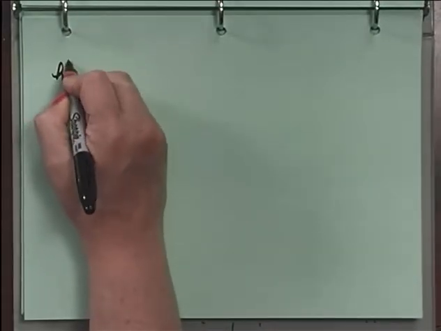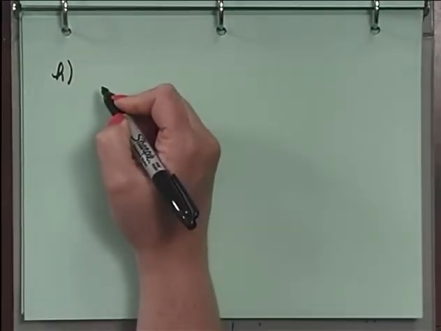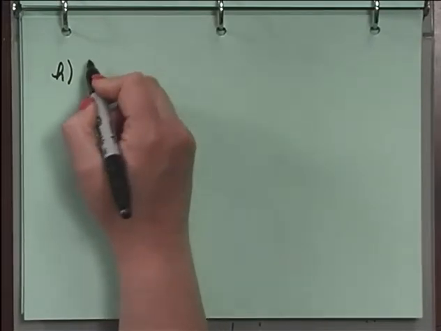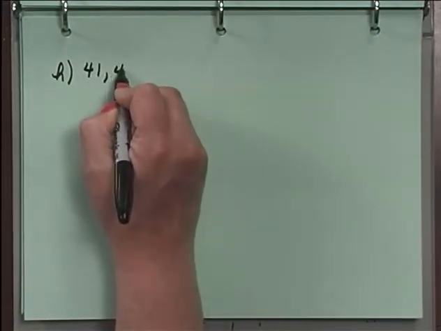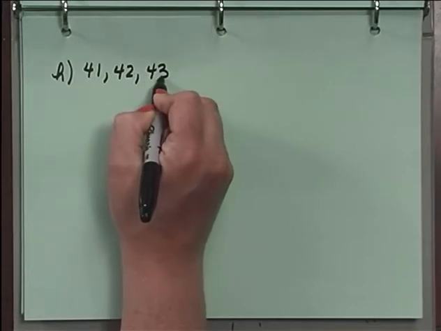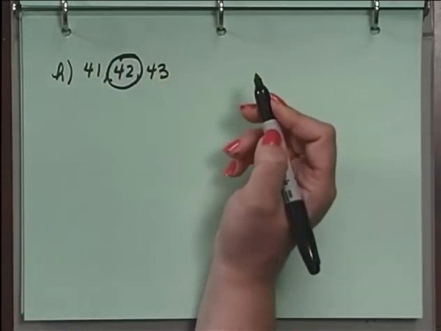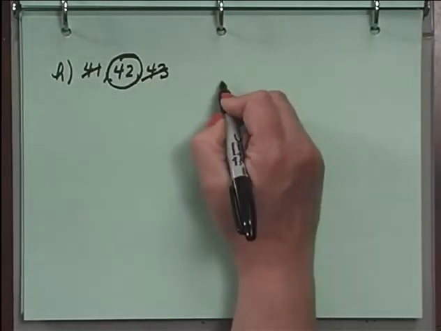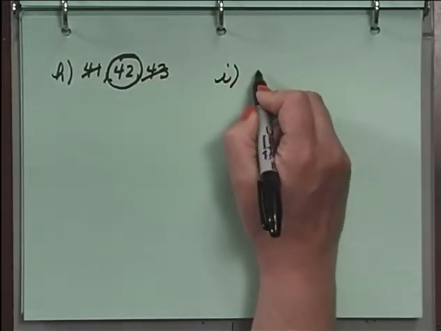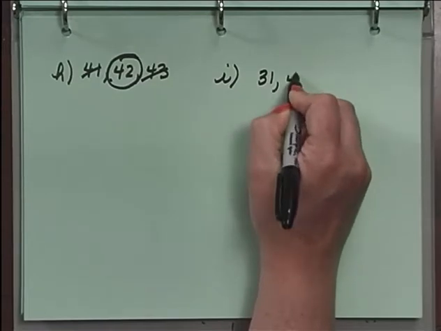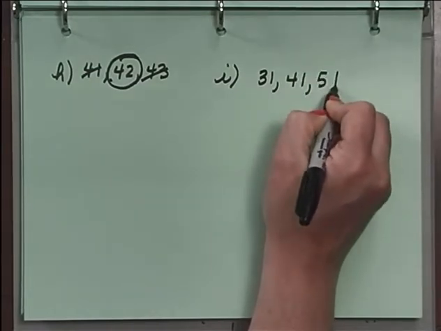Problem H. Which number in each group is not a prime number? So 41, 42, and 43. Well, even numbers are never prime, so that means that 42 is not a prime number. Problem H, 31, 41, 51.